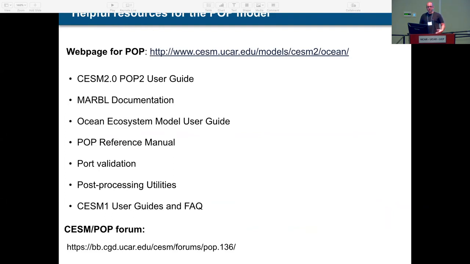In terms of resources, these are all the resources available if you're interested in working with the POP model. Go to the webpage, where you have a user guide. I didn't mention the MARBL configuration or the biogeochemistry; you will learn more about that tomorrow with Keith Lindsay. The biogeochemistry model is coupled to the ocean model, it has of course been implemented for POP, and we're currently implementing it for MOM. Here's the documentation for MARBL, and Keith will talk more about that.